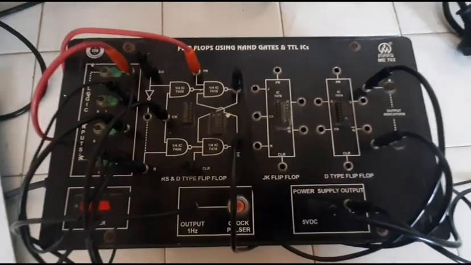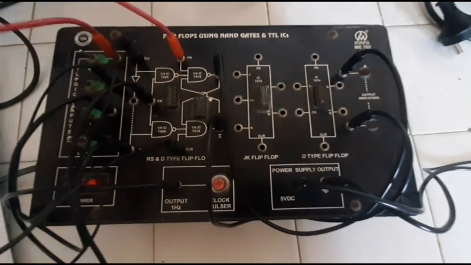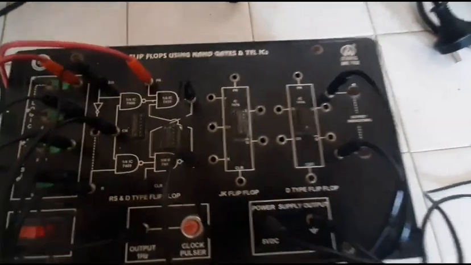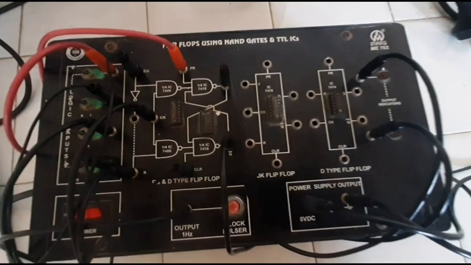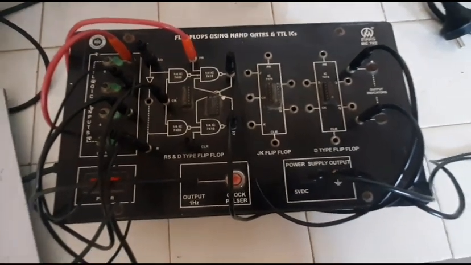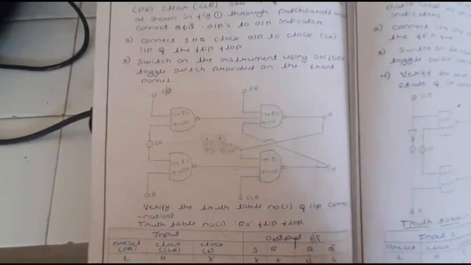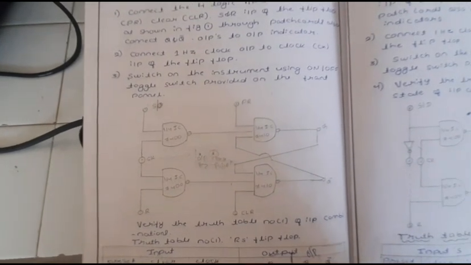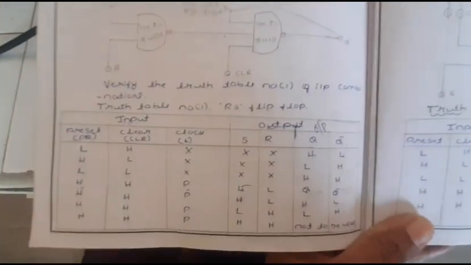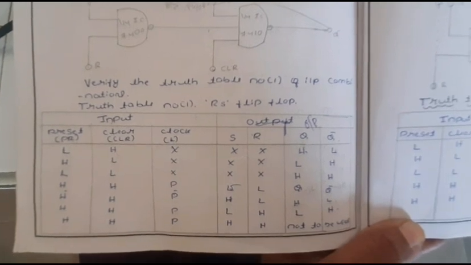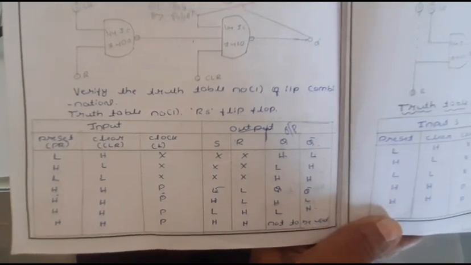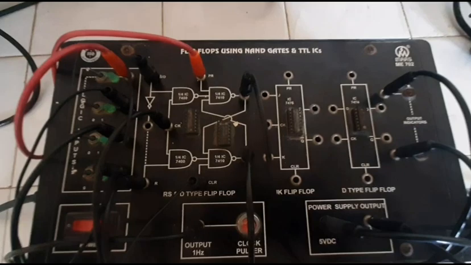I have already made the connections here, you can see. So first you should know the circuit diagram. Already it is on this device. So here I am going to show you. So this is the circuit diagram, S and R. And then truth table is here. So according to this truth table we have to verify the output. So first I will explain you here the circuit connection.